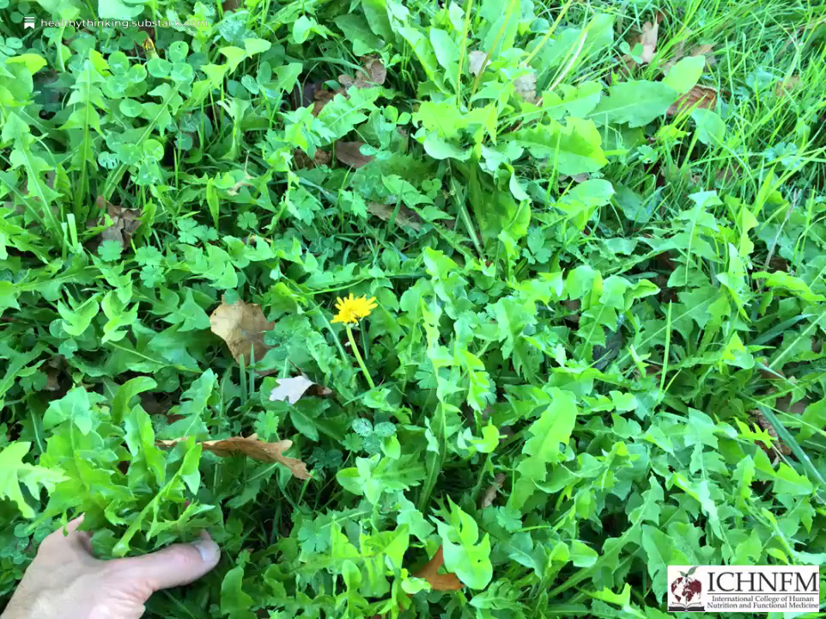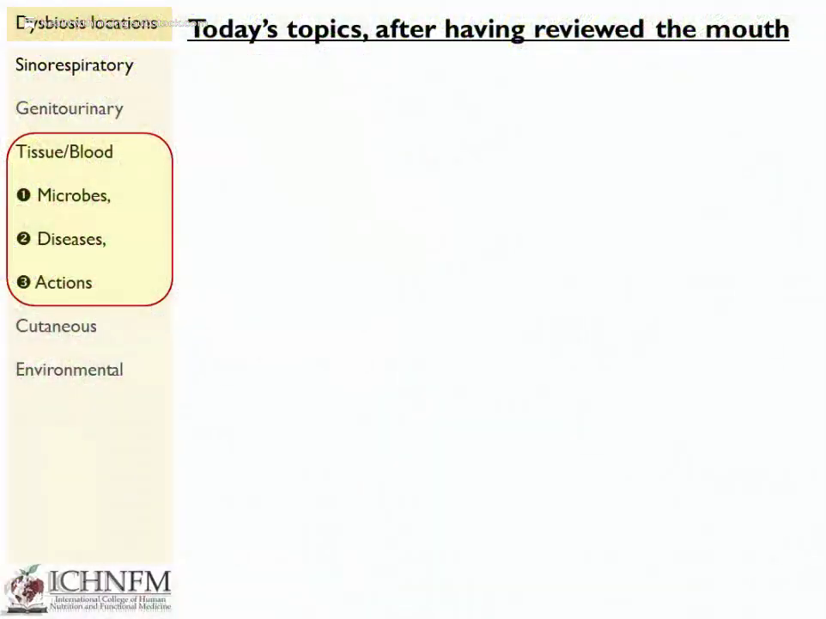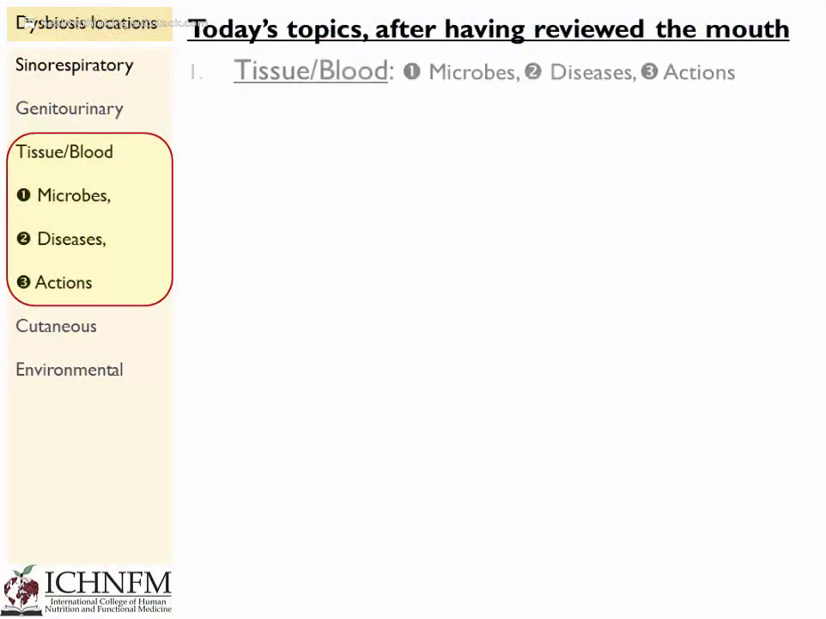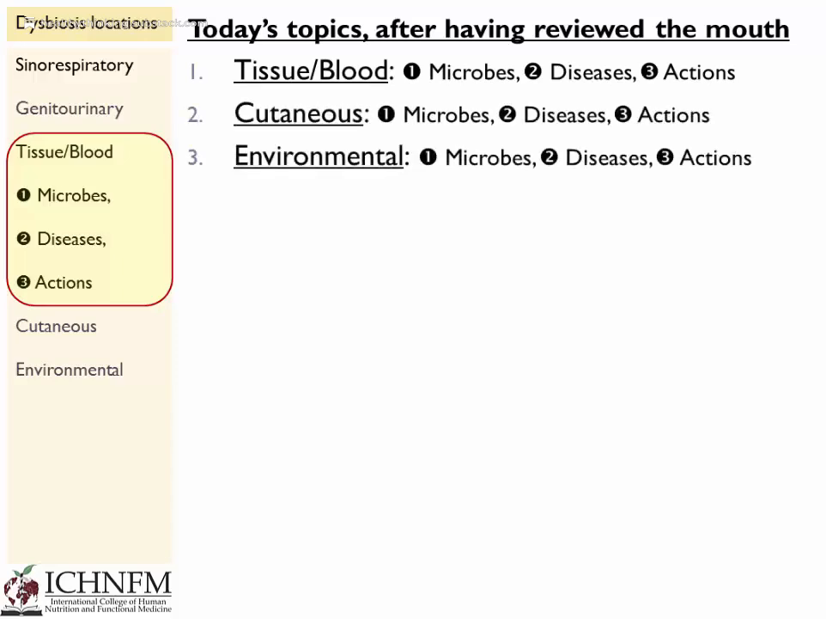So now that we've reviewed the mouth, the sino-respiratory tract, as well as the genitourinary tract, we still have before us tissue, parenchymal, and blood dysbiosis, cutaneous dysbiosis, environmental dysbiosis, and that is, of course, before we get into gastrointestinal dysbiosis, which will be the largest and most complex presentation on dysbiosis by location, because, of course, the gastrointestinal tract is our largest source of microbial exposure.